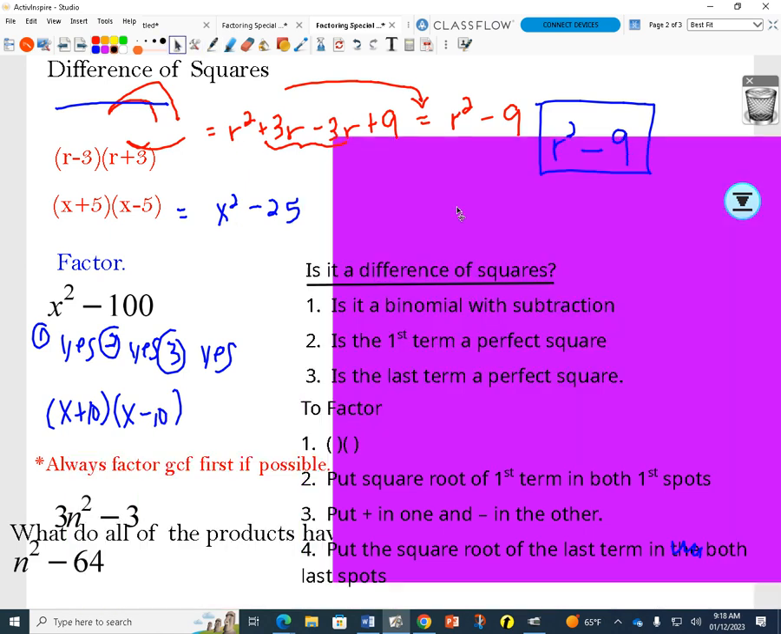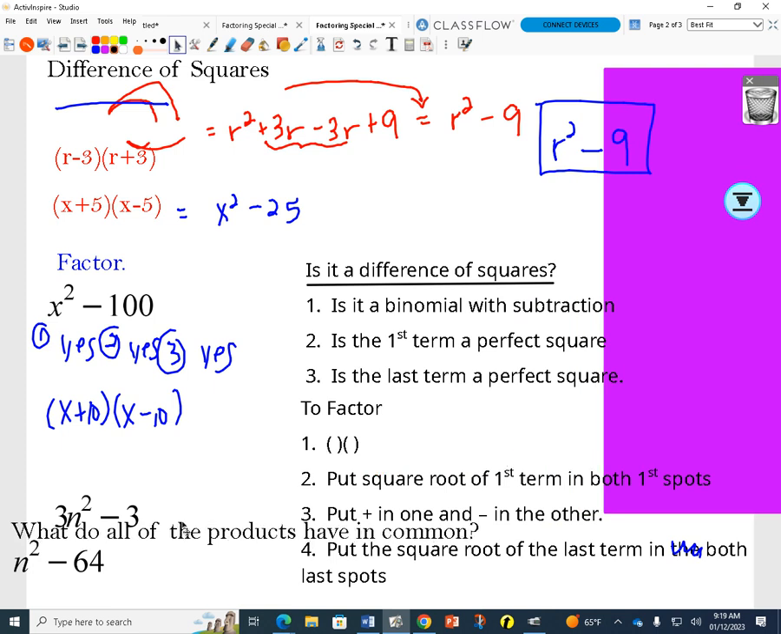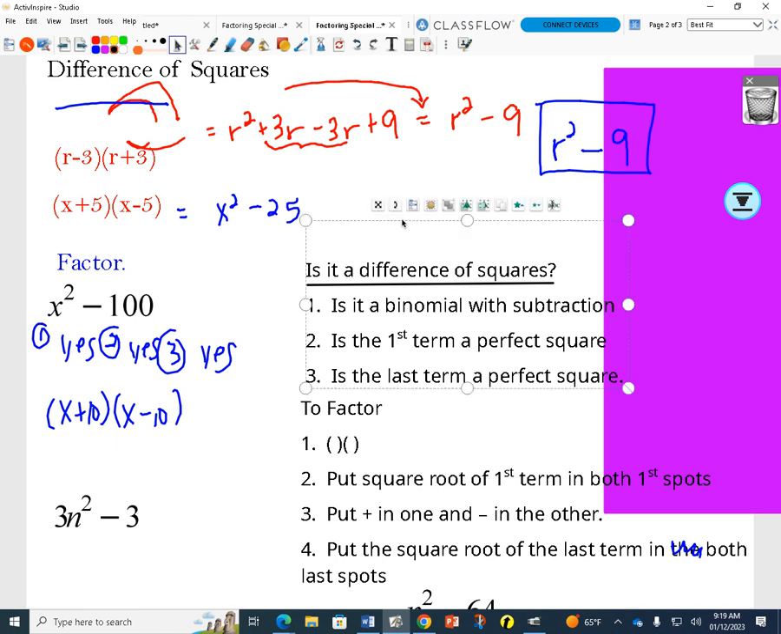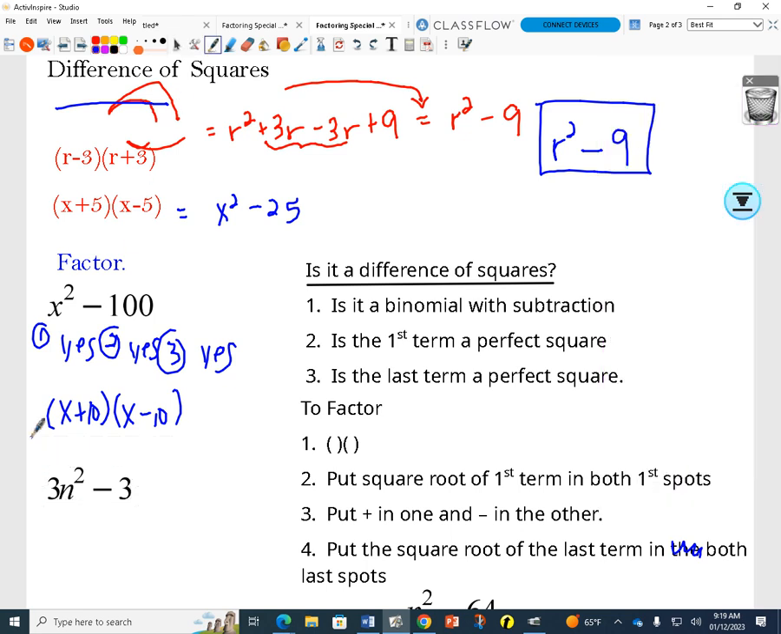We do always have to check to make sure there's not a perfect square or a greatest common factor. So we're going to do one other real quick example before we pack up. Once you get the steps written, these are the factors, so this is the answer to this example. But one other example, it'll literally take us 30 seconds to factor now that we know the steps.